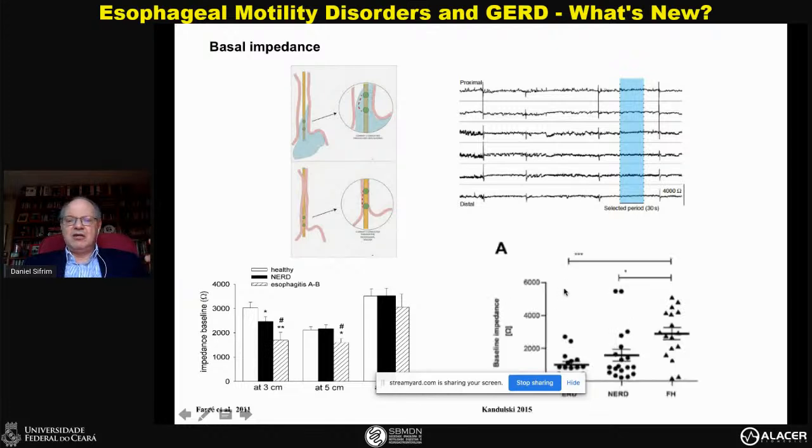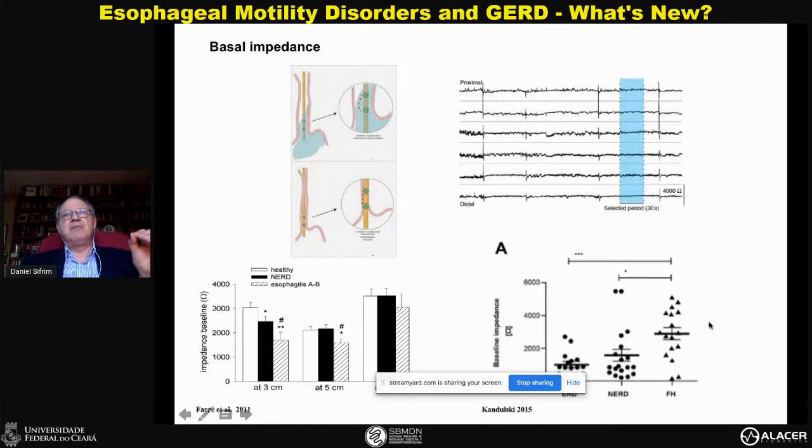This is a study from Germany that showed that in patients with erosive disease and non-erosive reflux disease, the baseline impedance is below 2000, but you can see that there is a pretty good overlap, where a patient with functional heartburn have a baseline impedance in general much higher, similar to healthy subjects.